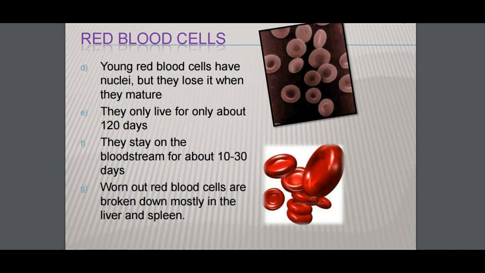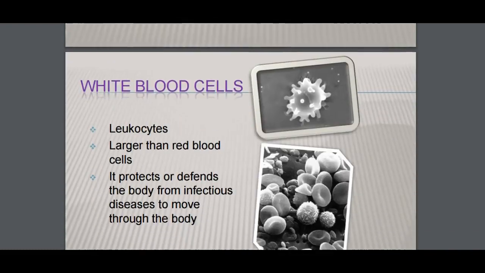Young red blood cells have nuclei, but they lose them when they mature. They live for only about 120 days. They stay in the bloodstream for about 10 to 30 days, and worn out red blood cells are broken down mostly in the liver and spleen.